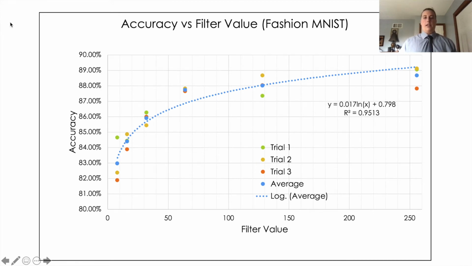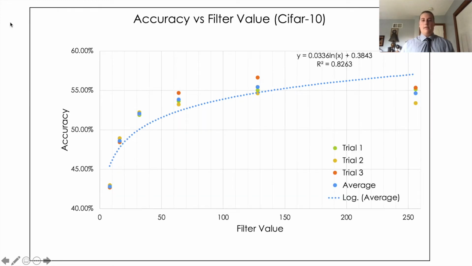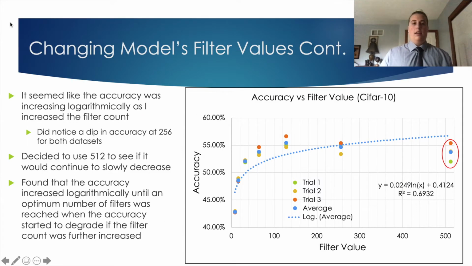So here's what it looked like for FashionMNIST, and it looks sort of logarithmic again, where trial 1 would be the green, and I had 3 trials for each one. And as the filter value increased, it looked like accuracy was also increasing, but it was slowing down its learning. Same thing with CIFAR10, it was increasing, but I did notice this drop off at 256. It looked like it was not fitting the logarithmic curve anymore. So I wanted to see what that dip was at 256 for both data sets. It was very noticeable for CIFAR10, not as much for FashionMNIST.